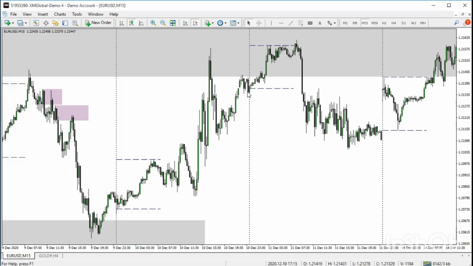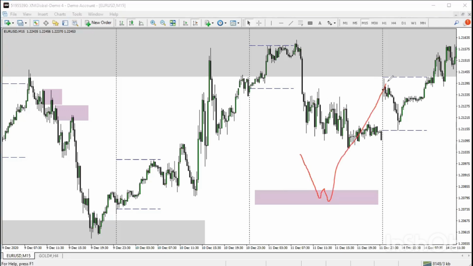Sometimes you wait for price to come back to your order block right here, but price will just come back and do something like this and then goes up. No setup. They do that sometimes. It is frustrating, I know, but well, that's how the market is. Sometimes there's no setup.